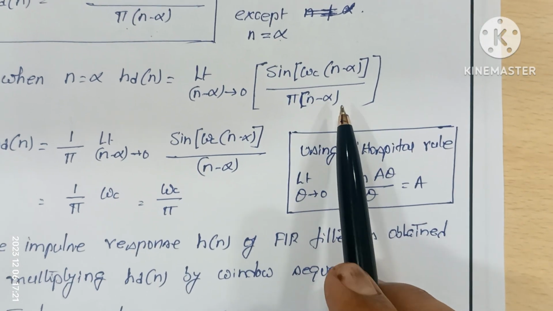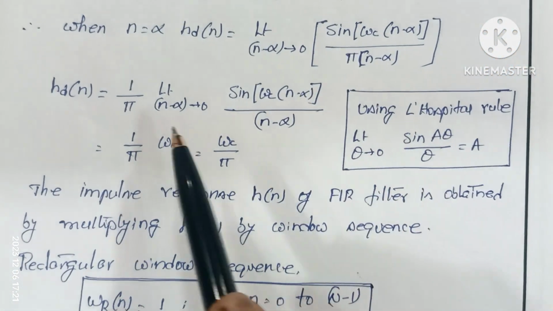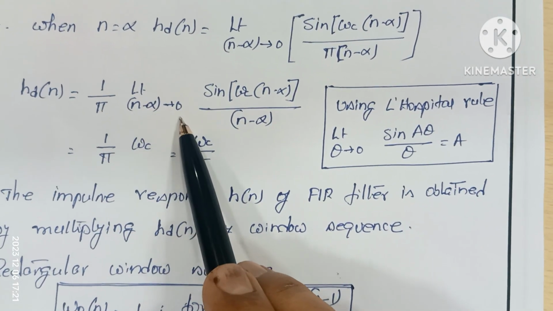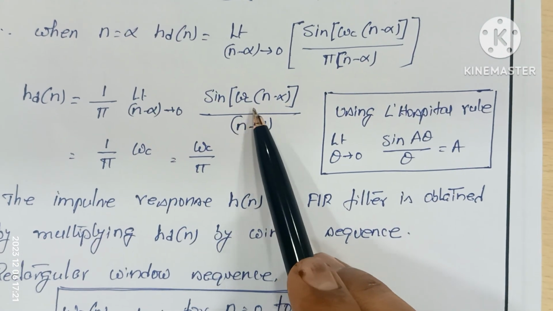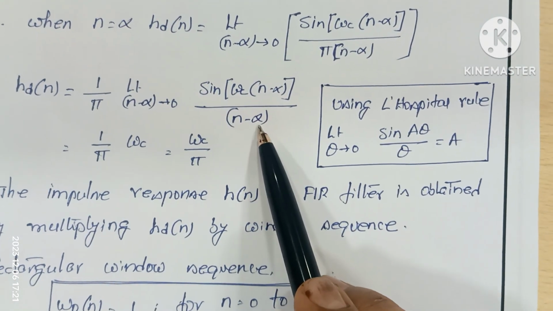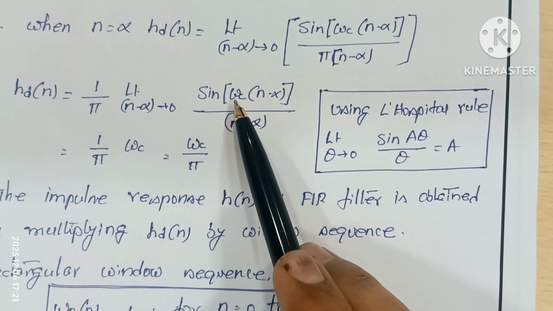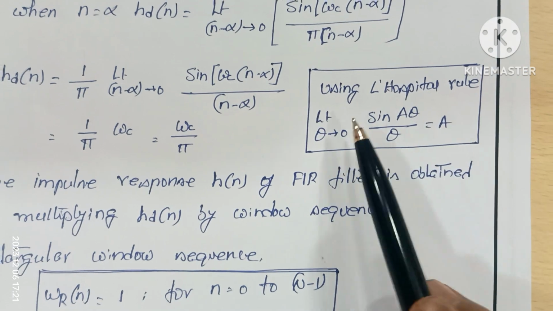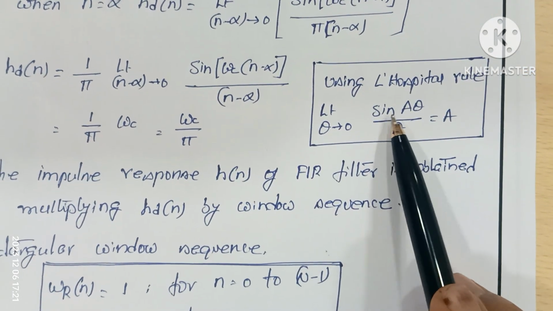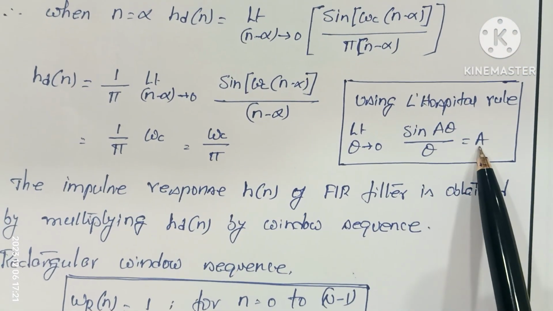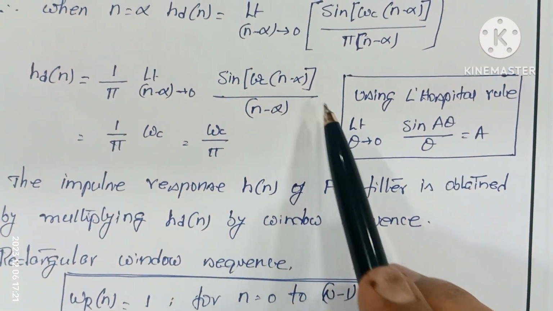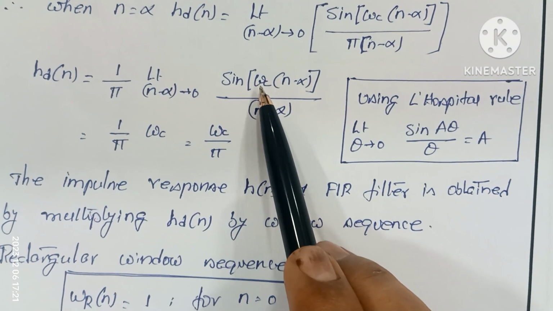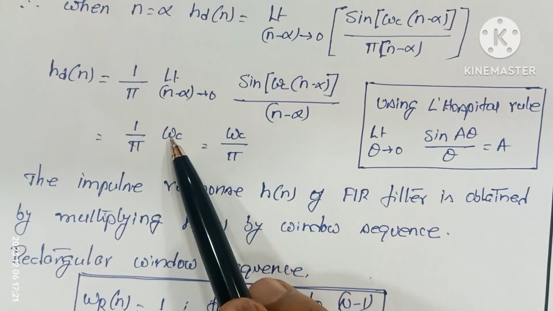As all of you know, while applying this L'Hospital rule, Hd of n equals 1 by pi, limit n minus alpha approaches 0, sine omega c into n minus alpha by n minus alpha. The whole function will become omega c. Why? Because we know from the L'Hospital rule, when theta approaches 0, sine a theta by theta is equal to a. So when we compare these two equations, in place of a, we have omega c. That is the reason I wrote here omega c.